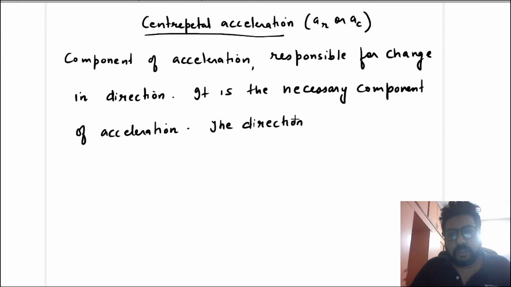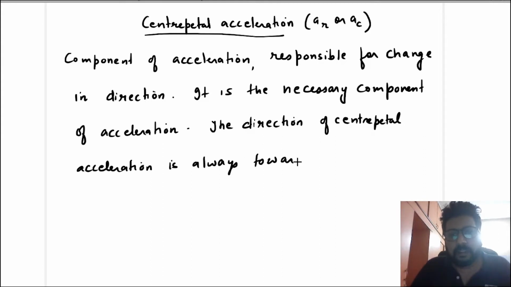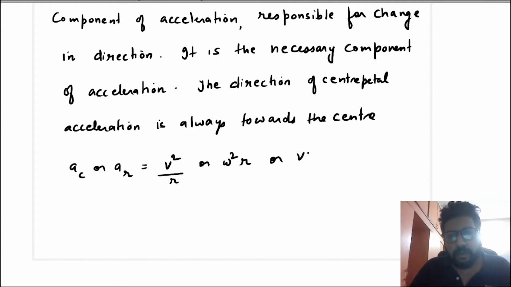The direction of centripetal acceleration is always towards the center, and the magnitude of this acceleration, AC or AR, is equal to V square by R, or omega square R, or V omega. We will derive this relation now.